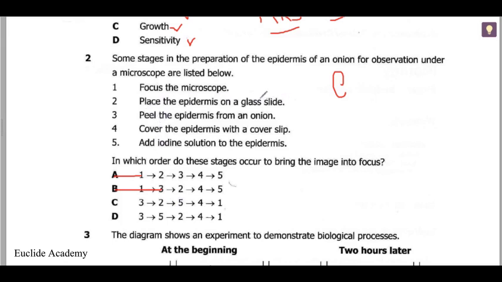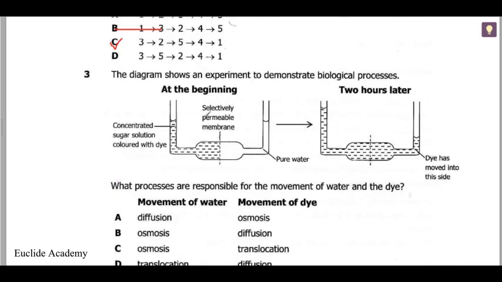place the epidermis on a glass slide. Then that's when you add iodine solution. So C is the correct answer. You place the epidermis on the glass slide before you talk about iodine solution. So that is the correct answer here. And then you carry out the rest. So C is the correct answer.